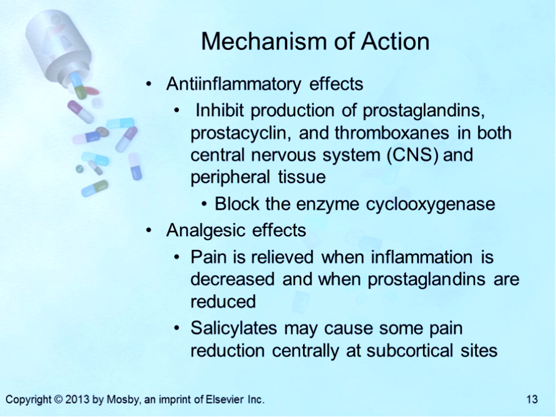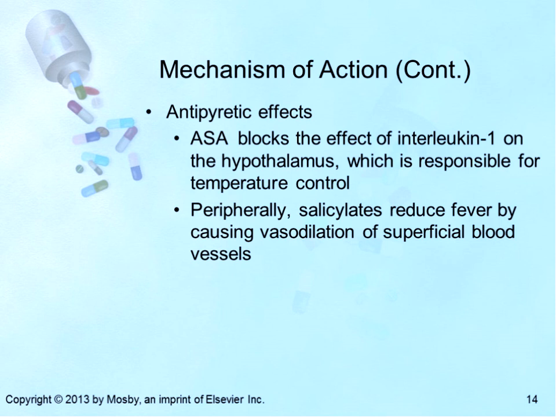For pain, the mechanism for decreasing pain occurs through the anti-inflammatory process. Pain is relieved when prostaglandin production is blocked, resulting in reduced inflammation. Aspirin may cause some pain reduction centrally at subcortical sites. For the antipyretic effect, aspirin blocks the effect of interleukin-1 on the hypothalamus, which is responsible for temperature control. Peripherally, aspirin reduces fever by causing vasodilation of superficial blood vessels. This effect results in dissipation of heat.